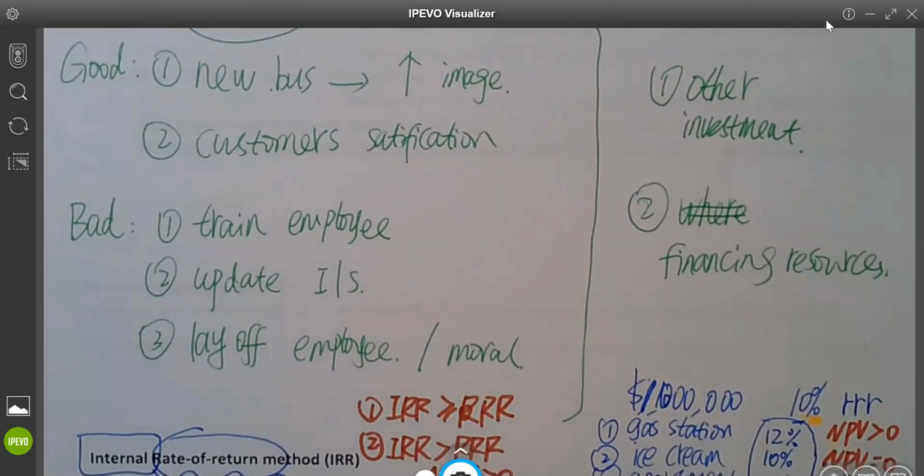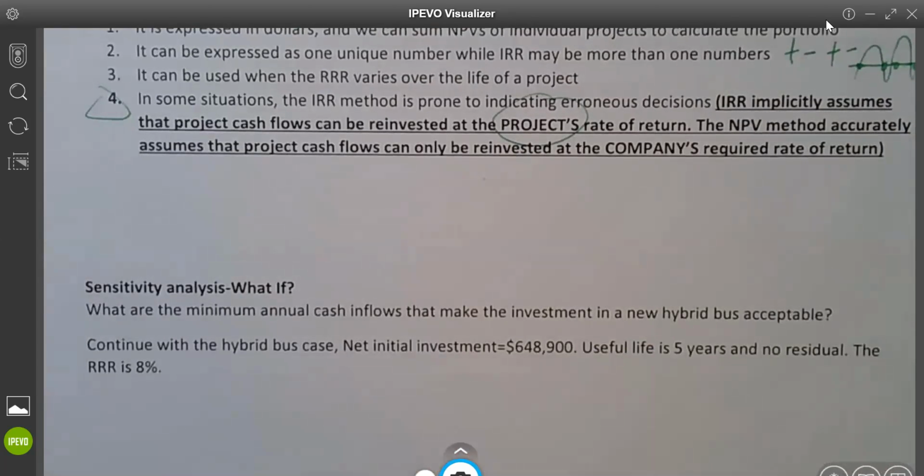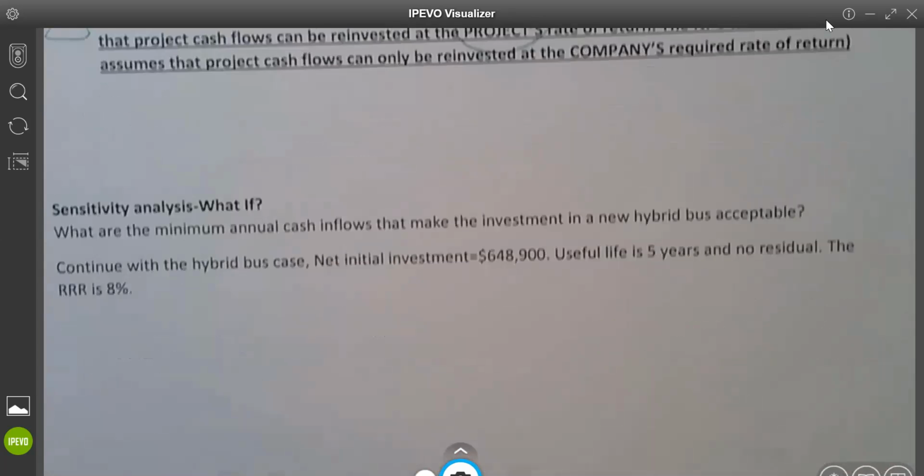I haven't got any comments for IRR, so I'm waiting for your comments. If you have any questions, just let me know. But today we will do our third method, called the payback method.